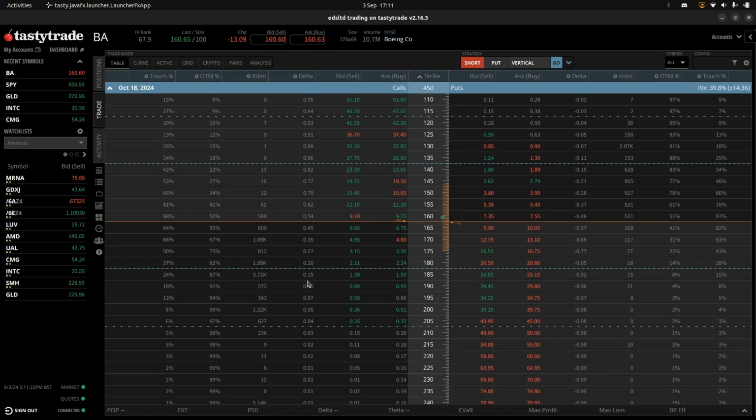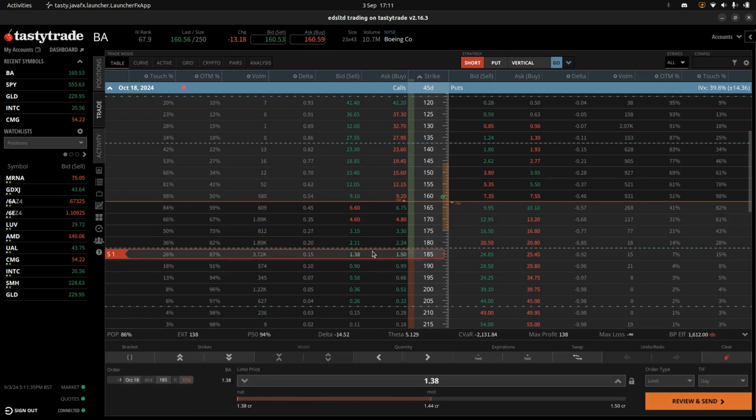So we want to be anywhere between 16 and 20 deltas, right? As we can see here on the call side, we've got a 15 delta and a 20 delta. So spoiled for choice here. Let's just go with the 15 delta. Why not? And we've got a 15 delta on the put side as well, which is perfect. You don't always get to have a 15 delta and a 15 delta on each side.